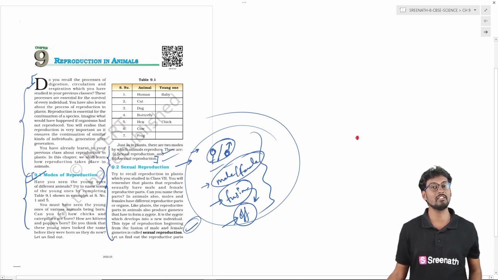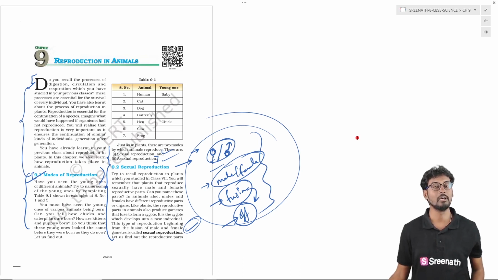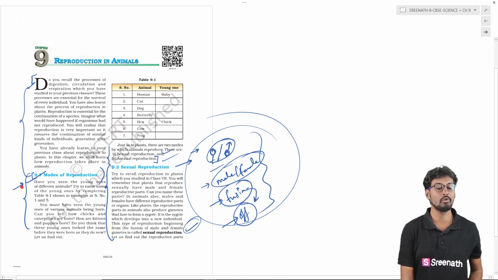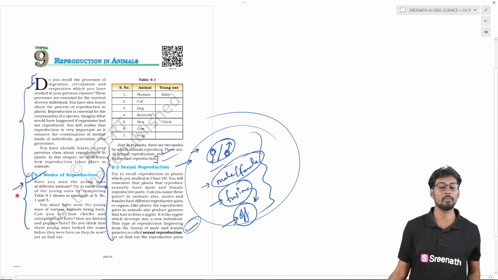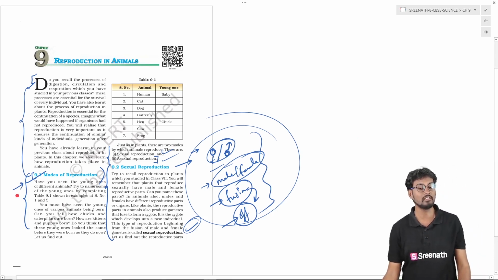So here we can see that reproduction in animals is nothing but increasing the number of individuals, especially of the same species, and this is called reproduction in animals. So here we can see the modes of reproduction. In case of modes of reproduction, there are two different modes, that is sexual reproduction and asexual reproduction.